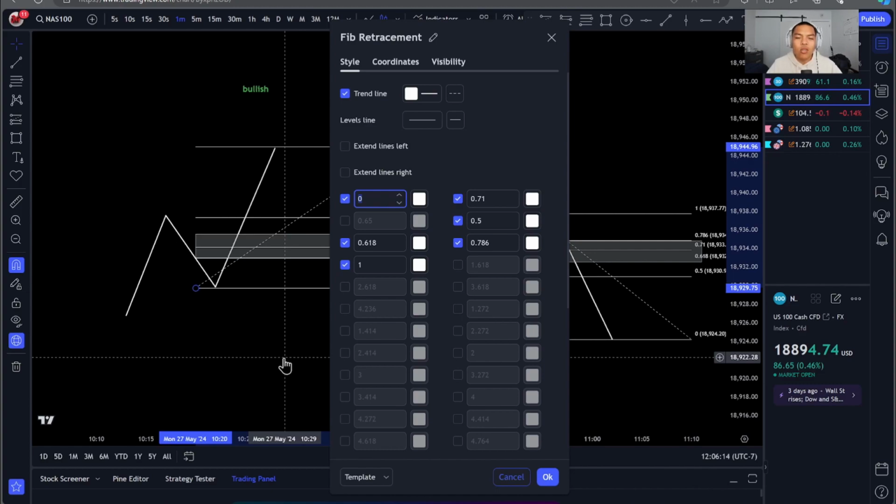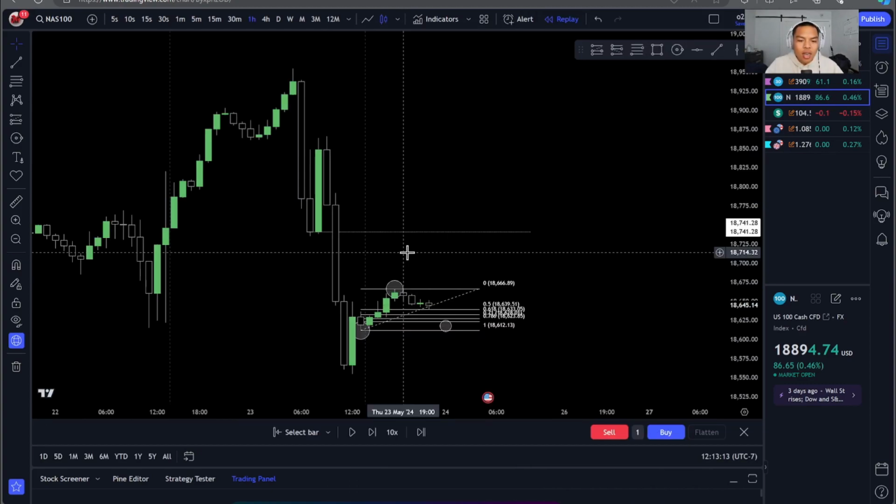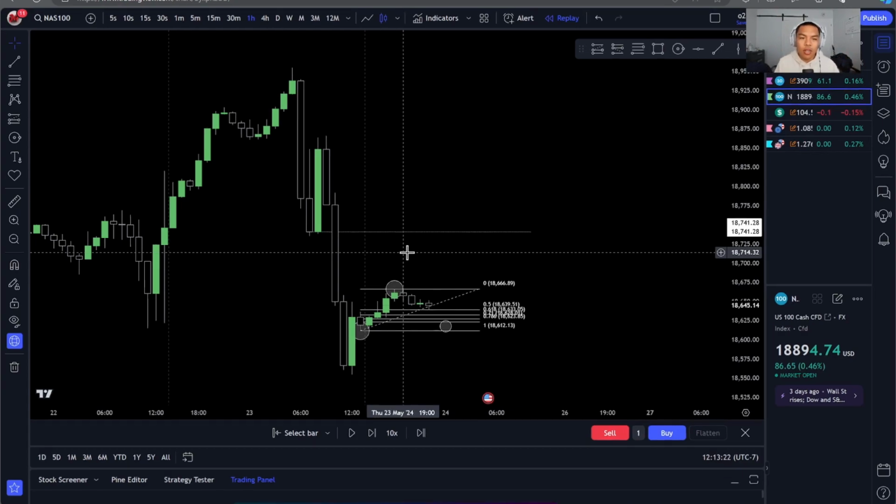Because I really want you to understand how you can use the Fibonacci retracement tool to your advantage, I want to share with you the coordinates that I have for my Fibonacci retracement tools. You're going to have the 0, the 0.618, the 1, 0.71, 0.5, and 0.786. So without further ado, we just talked about the examples and how you can use it in a picture perfect scenario. Now we're going to bring it to the actual charts and show you how I took this buy on NAS 100 this past week.